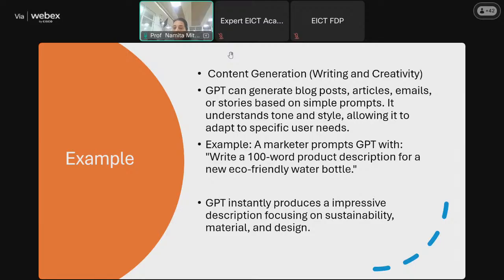So GPT instantly produces an impressive description focusing on sustainability, material and design according to the prompt. Now the question must be coming to your mind: how quick would it be to convert every word into an embedding, with the embedding being part of training data, and then generate the answer? Yes, that is the beauty of the transformer, because many GPUs are working in parallel and they are so quick. So instead of looking at one sentence, everything is looked at as one full document.